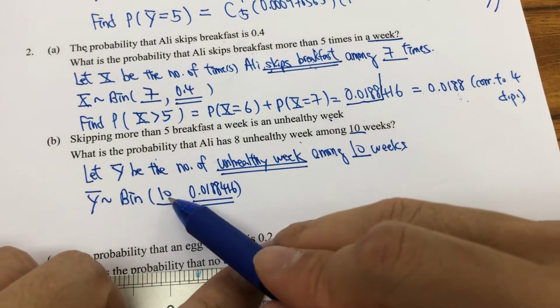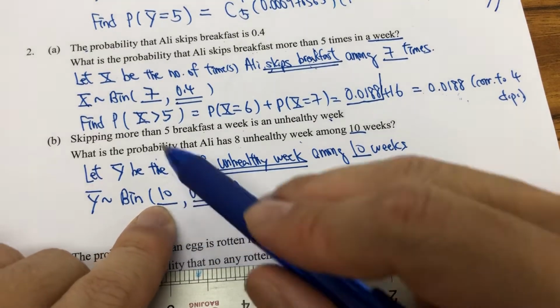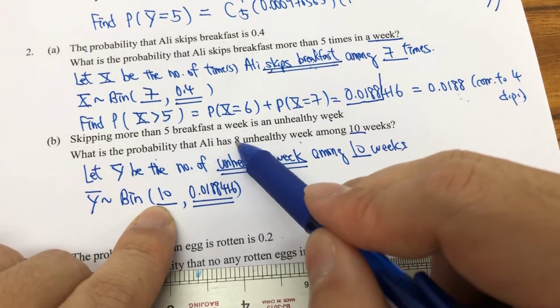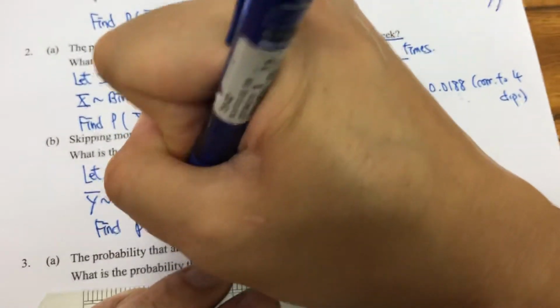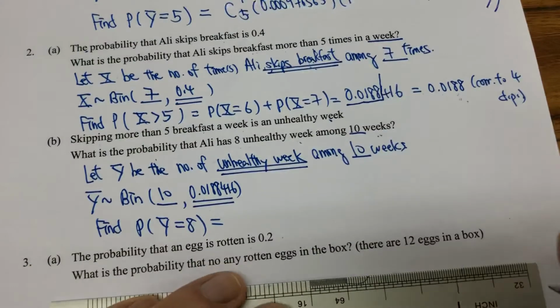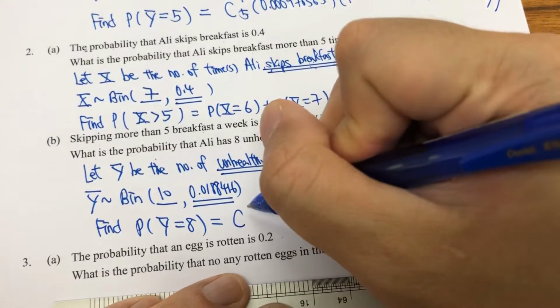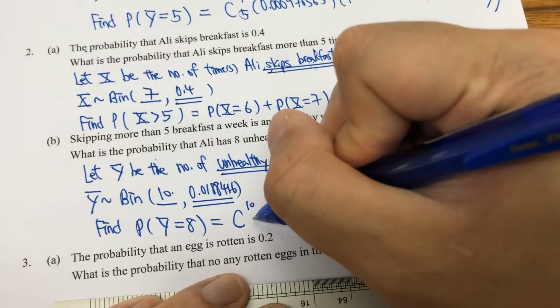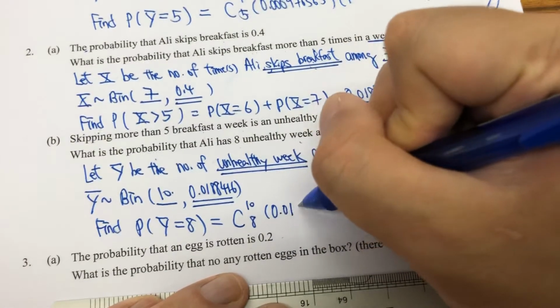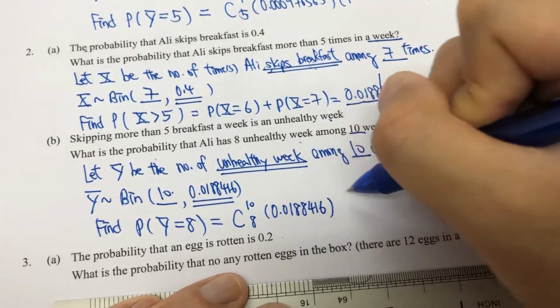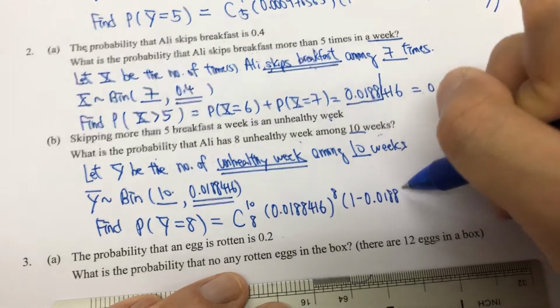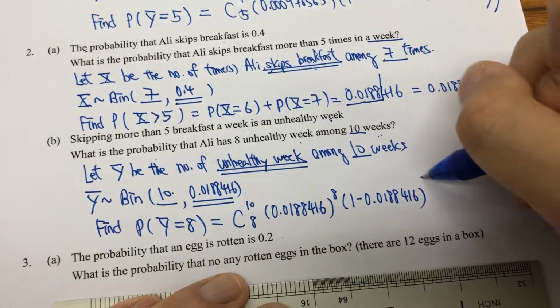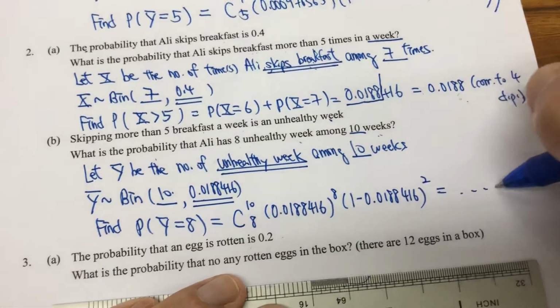And you are going to look at 10 different weeks. So we are looking for the probability that Ali has 8 unhealthy weeks among these 10 weeks. We are going to find y equals to 8. So you have to use 10C8, the probability of success in an unhealthy week 8 times, and then the probability for having a healthy week, and we need 2 times. Okay? And then use your calculator.